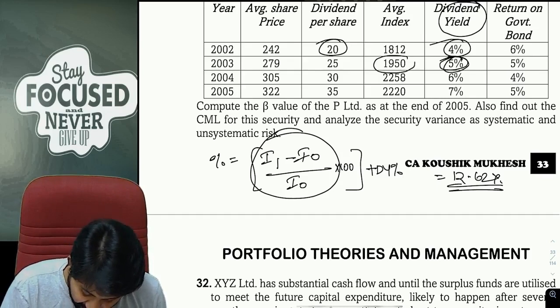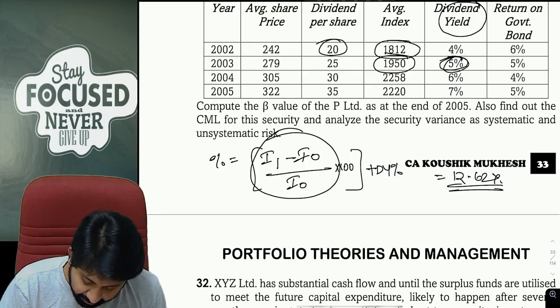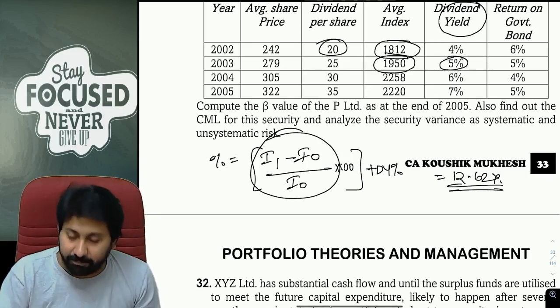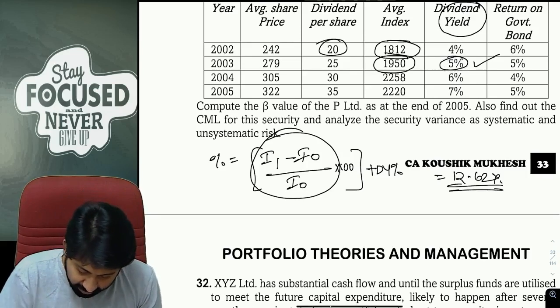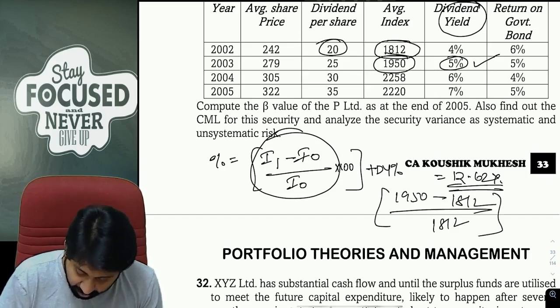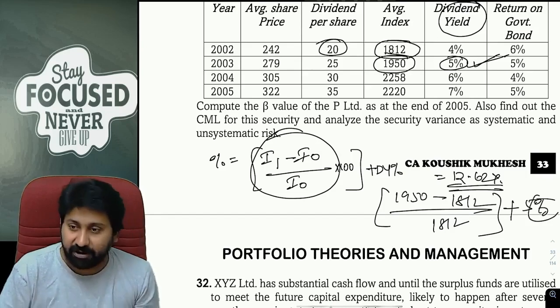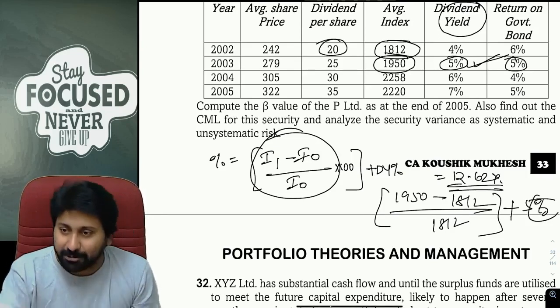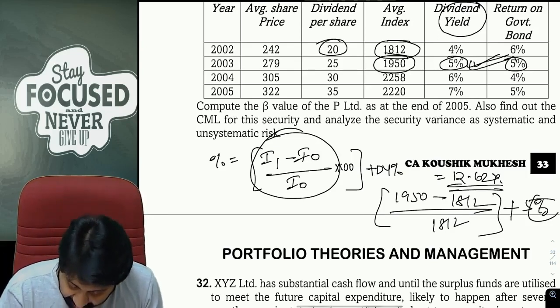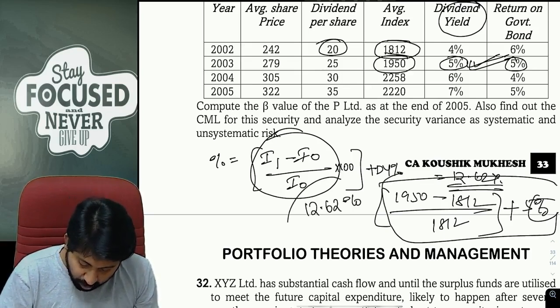So I1 minus I0, whole divided by I0, into 100, plus dividend yield percentage on this. Means 1950 minus 1812, whole divided by 1812, into 100. One value will come. Plus dividend yield percentage 5%. By mistake I have shown you this number because both are fine. I forgot it. So 5% you need to take. So total will be 12.62 percentage.